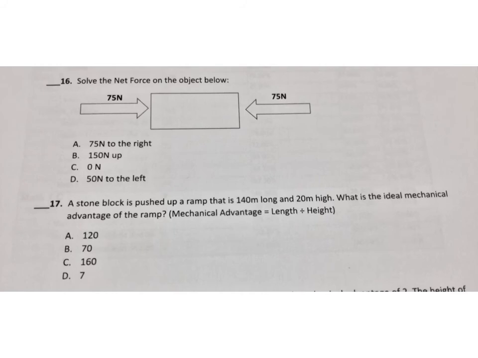16, solve the net force on the object below. Is it A, 75 N to the right, B, 150 N up, C, 0 N, or D, 50 N to the left?